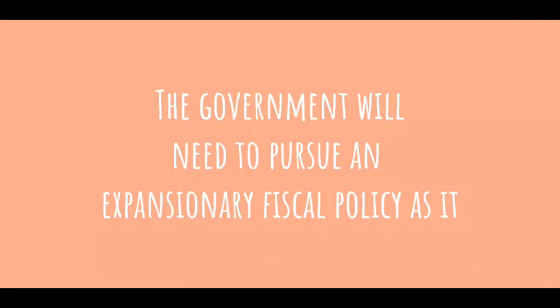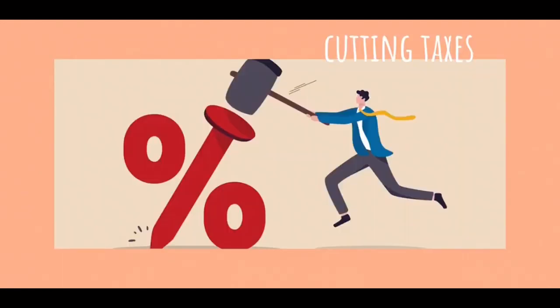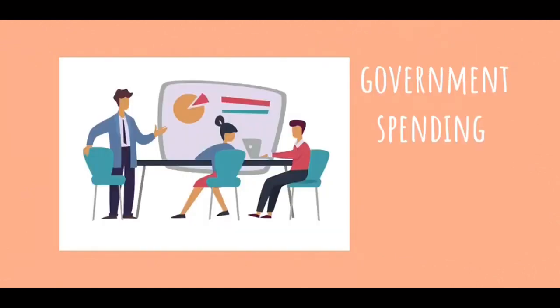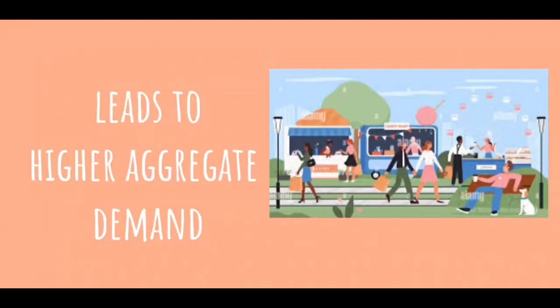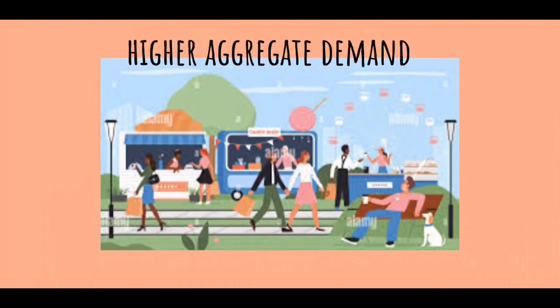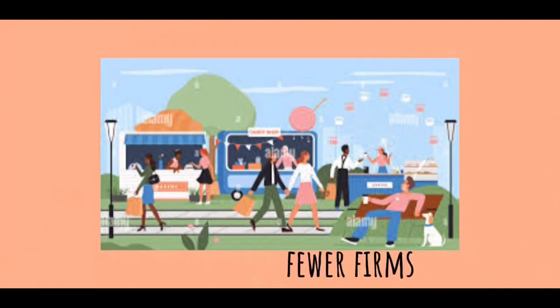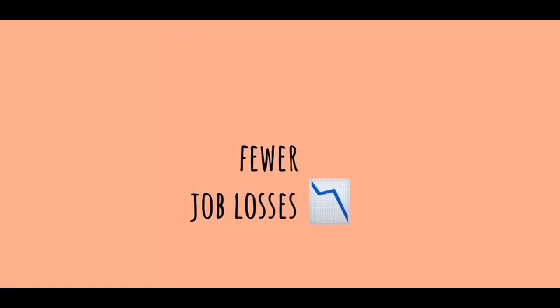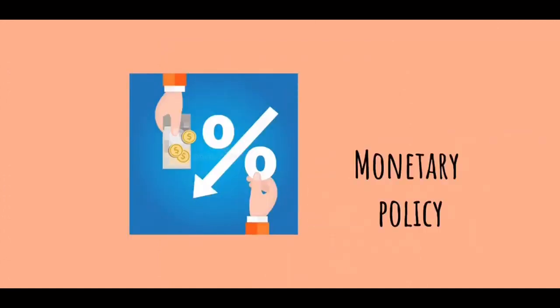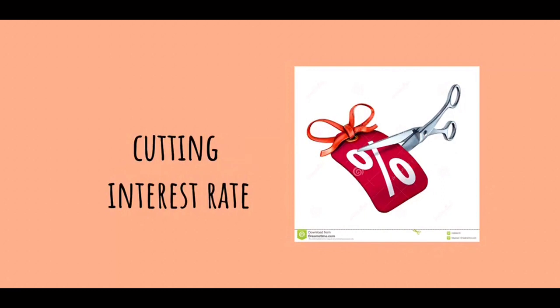The government will need to pursue expansionary fiscal policy, as this involves cutting taxes and increasing government spending. Lower taxes increase disposable income and therefore help to increase consumption, leading to higher aggregate demand. Thus, with higher aggregate demand and strong economic growth, fewer firms will go bankrupt, which means fewer job losses. Last but not least, by monetary policy. It is by cutting the interest rate.